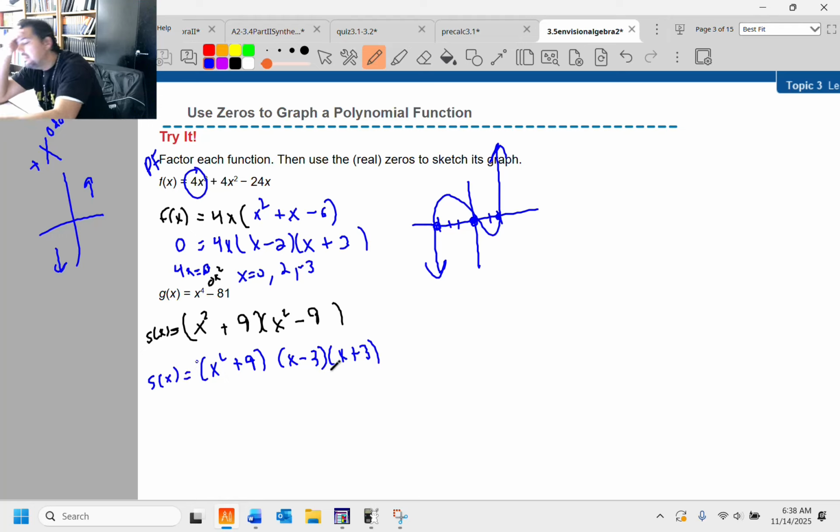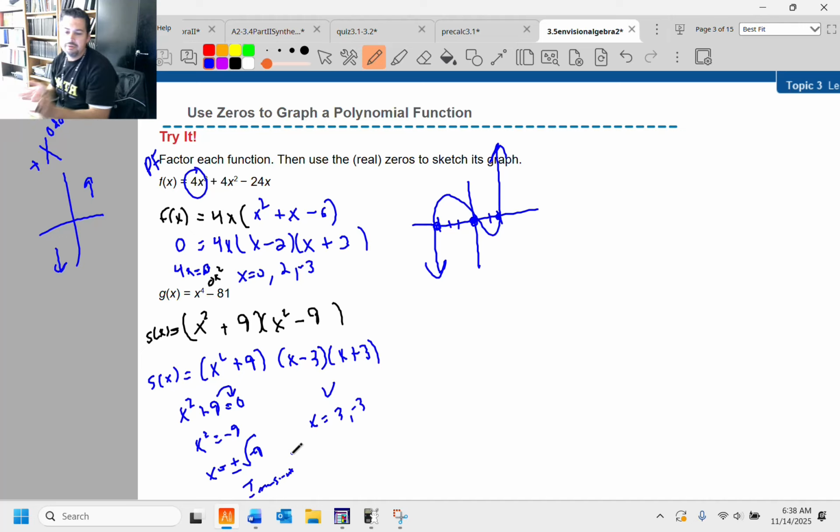Now, these two zeros are pretty simple. This is x equals 3 or negative 3, just done by changing sign. Think about setting this equal to 0. Take away 9 from both sides. We get plus or minus the root of a negative 9, which is imaginary. So there's no real zeros there. All right, back to what's going on here. Your power function.